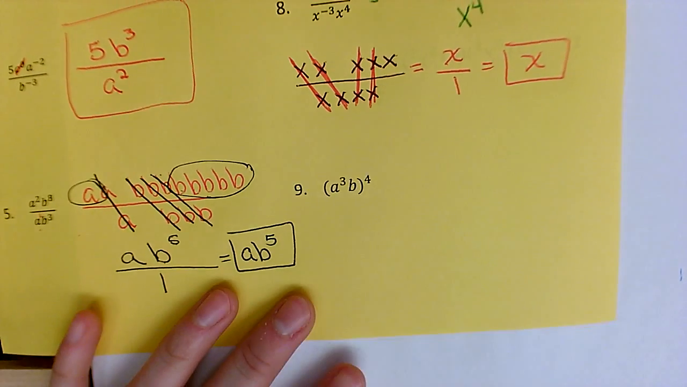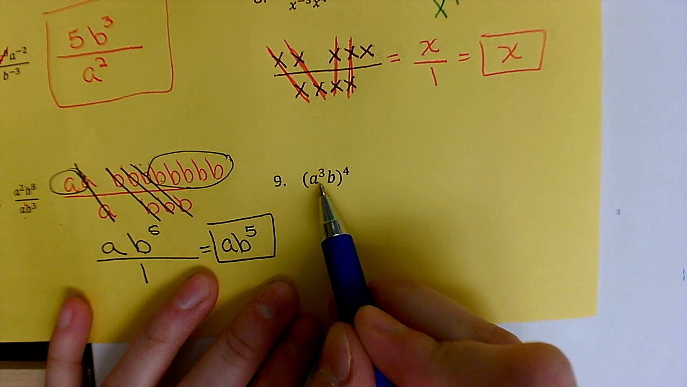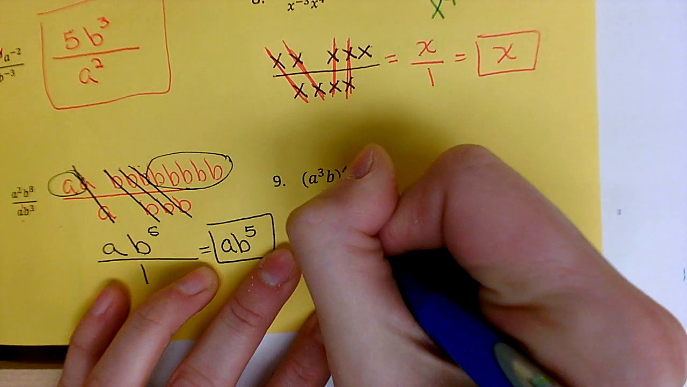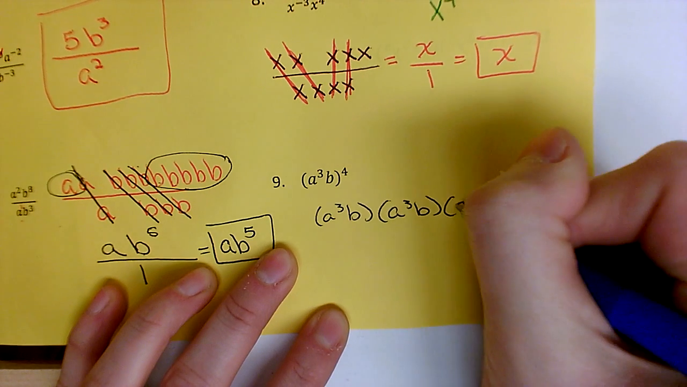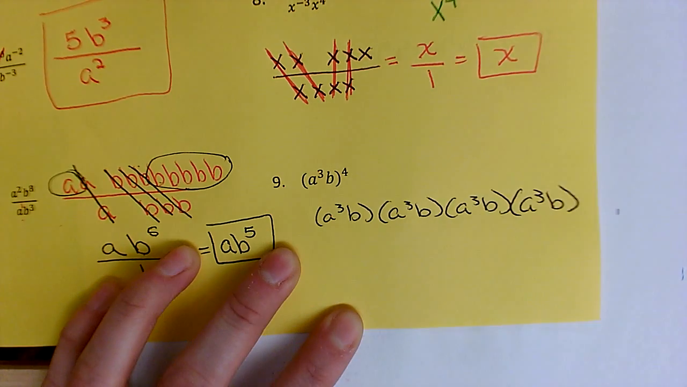Now when you get to number 9, this one is the power to a power rule. I've got something with exponents being raised to something with another exponent. So I'm going to take care of that outside one first. That thing is telling me that I need to repeat whatever is inside my parentheses 4 times. So I've got a cubed b 4 times.